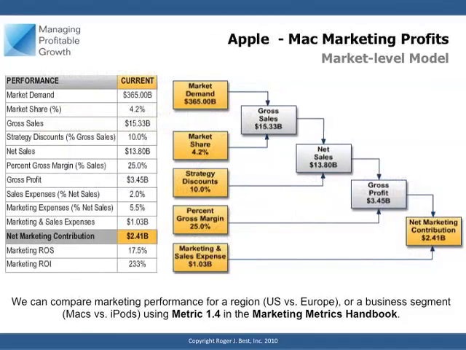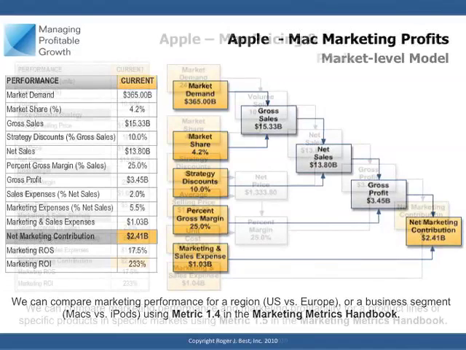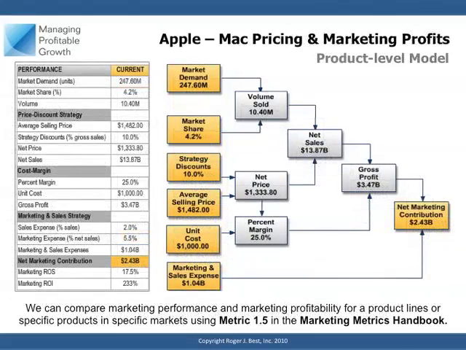Metric 1.4 in the Marketing Metrics Handbook provides a market-level model of marketing profitability, which is useful for managing net marketing contribution for a market or region with many different products. Metric 1.5 provides a product-level model of marketing profitability. This allows managers to include price and unit costs in managing the net marketing contribution for a product line or product.